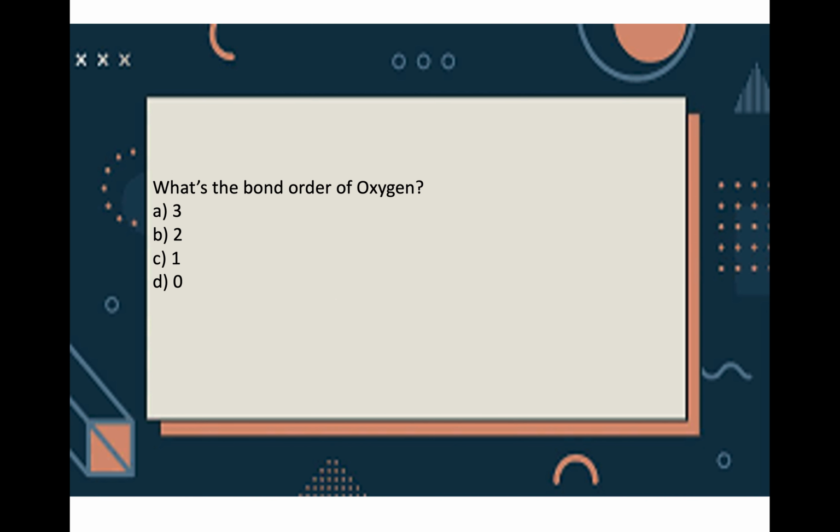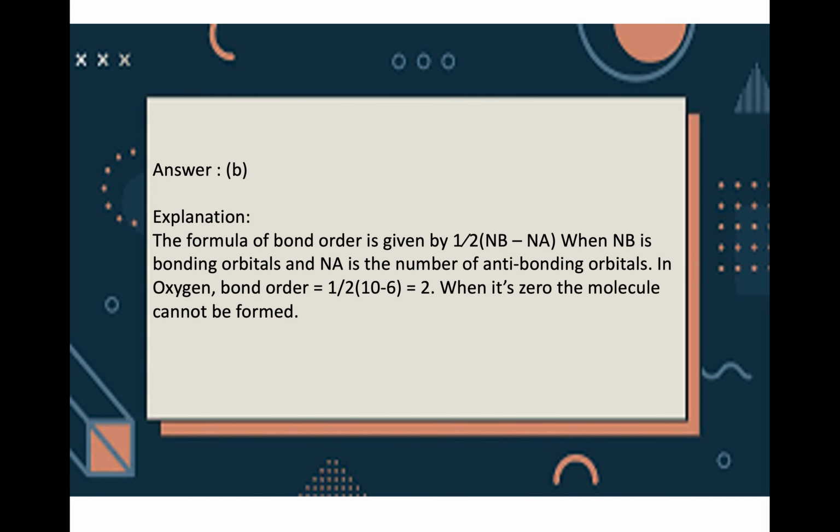Okay. Next question, what is the bond order of oxygen? Is it 3, 2, 1 or 0? Option is B. The formula of bond order is half of Nb minus Na, where Nb is the number of bonding orbitals and Na is the number of anti-bonding orbitals. So, in oxygen, bond order is equal to half of 10 minus 6, that is half of 4, which is equal to 2. So, when it is 0, the molecule cannot be formed. Just remember, this is an important point.